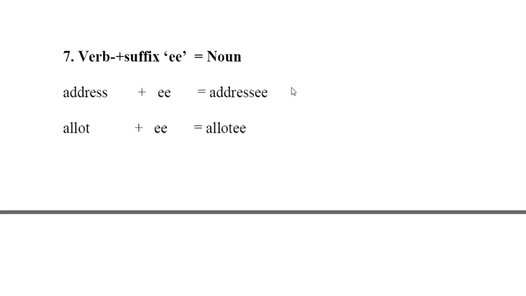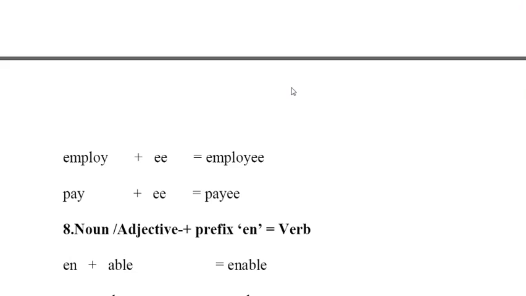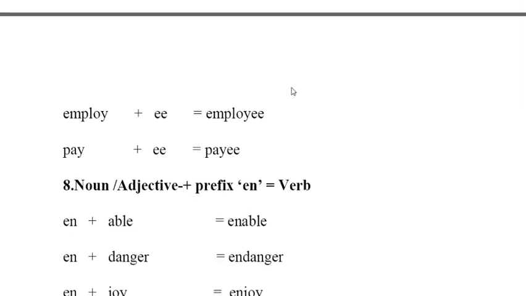Number 7 rule says suffix ee, if it is added with a verb, it becomes a noun. Like allot, allottee. Address, addressee. Employ plus ee, employee. Pay plus ee, payee.